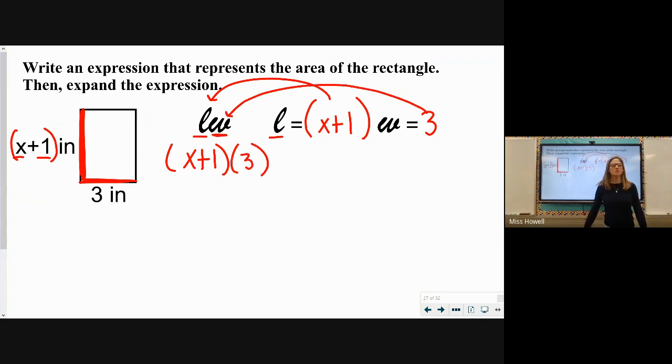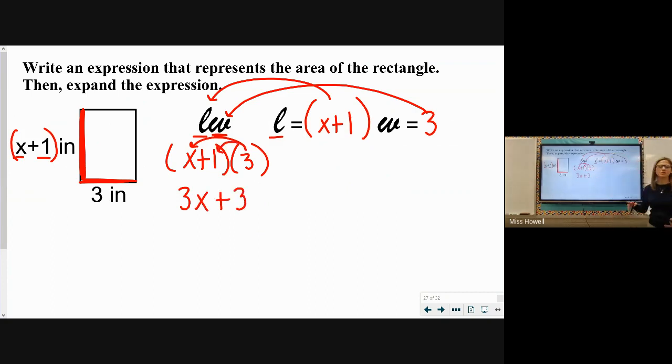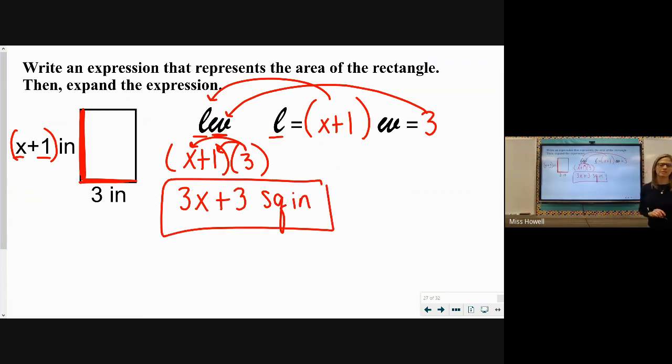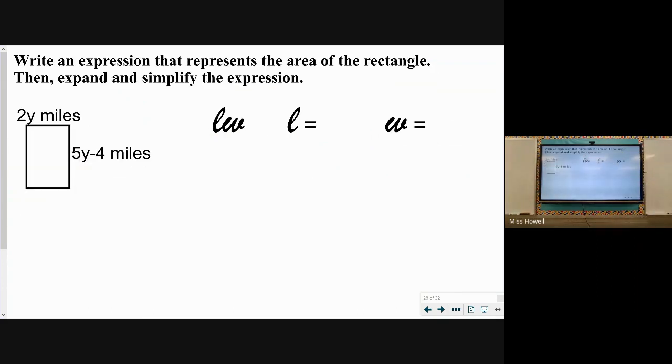All right, from here, it wants us to write the expression in its most basic simplified version, which means to expand using the distributive property. 3 times x would give us a 3x, and 3 times 1 would give us a positive 3. Again, in this case, we want a label because it's an area problem, in this case square inches. Good final: 3x plus 3 square inches would be an expression to represent the area on the inside of this rectangle.